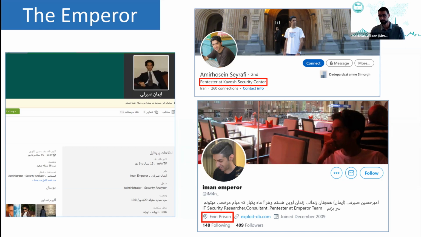Also very interesting, I find out on Twitter that he was in jail, so he was imprisoned by the Iranian authorities for doing some hacking there, and I also find out that he claims to be a pen tester at Emperor Team. So Emperor Team, I'm like, so what is this? What is this about? Is this a company? And we can move on from here and use this as a search term.